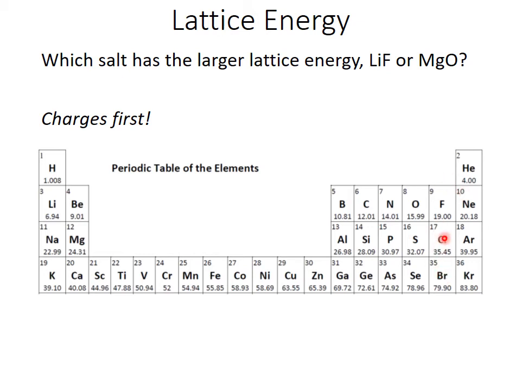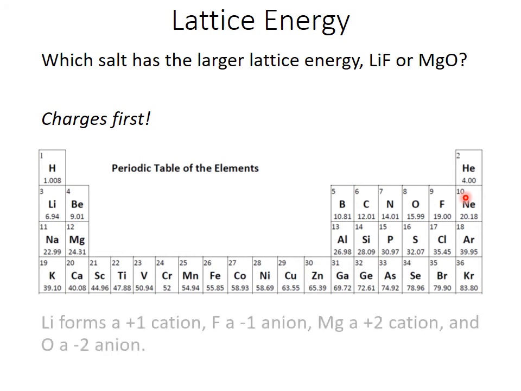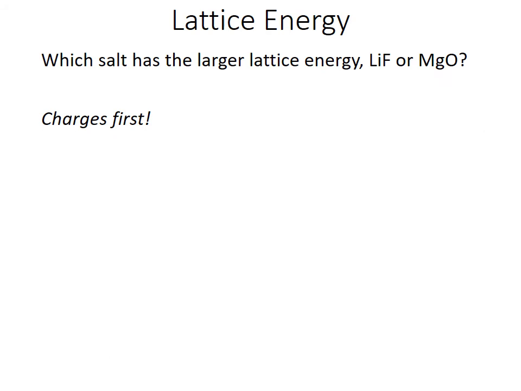Fluorine is in our halogens, just like the chlorine. It's going to gain 1 electron, so it can look like neon. Oxygen, however, will have to gain 2 electrons to look like neon. So, in summary, our lithium will form a +1 cation, fluorine a -1 anion, magnesium a +2 cation, and oxygen a -2 anion. And these charges also balance out if you look at the formulas that were given.